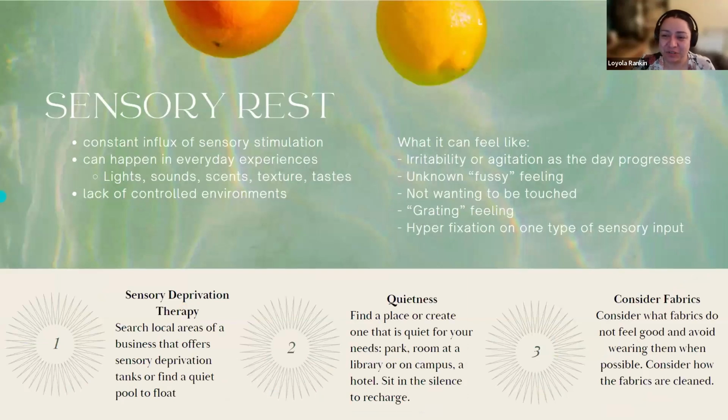All right, so moving on to sensory rest. This one is very common for me. I didn't realize it had a name. But sensory rest is around the constant influx of stimulation. This could be anything. It could be lights, sounds, textures, tastes. Lack of a controlled environment usually is when it will come up. So I don't know if you've ever had that experience of, I don't want anything touching me right now, I don't like it. That is sensory overload. I didn't realize that that was a thing.